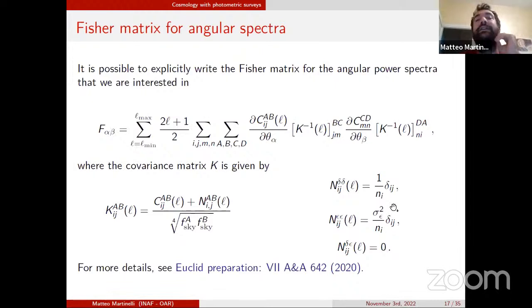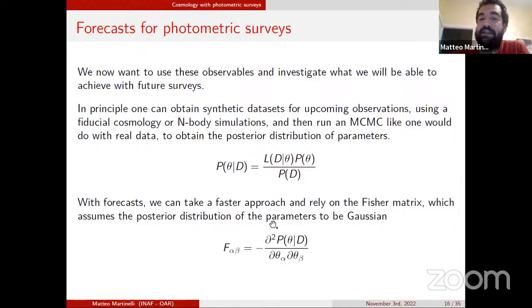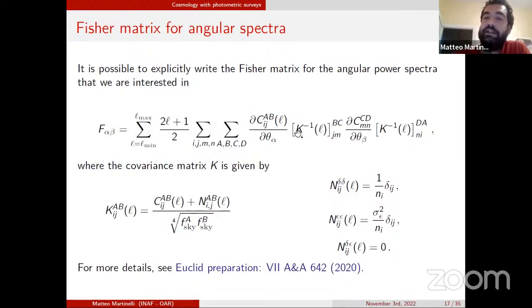Going a little bit more into detail, why do we use the Fisher matrix? The Fisher matrix has the advantage of being fast, so one can obtain forecasts on constraints very fast. You don't have to run a whole MCMC. It can be written easily for the C_ell approach that I've shown you. So basically, starting from this equation, a second derivative, you end up with something that only contains first derivatives of your C_ells. So this is something that you compute theoretically.